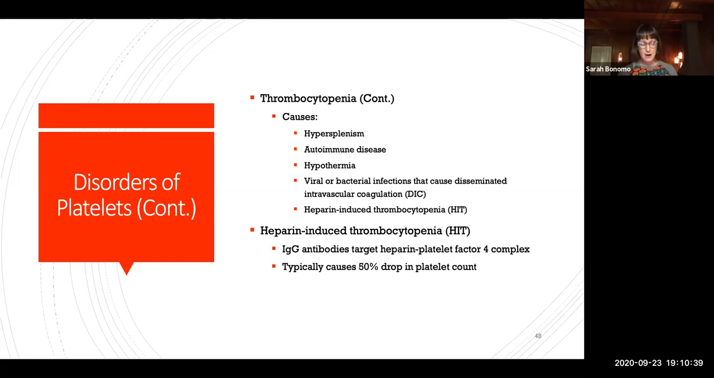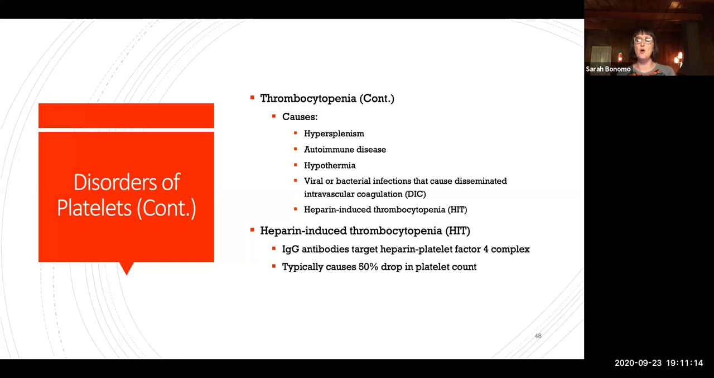So the things that can cause it include hypersplenism. So that's like an overactive spleen. Autoimmune diseases, so your own body can attack its own platelets and destroy them. Hypothermia, interestingly enough, causes the platelets to break down. Viral and bacterial infections can cause something called DIC, which we're going to talk about briefly, disseminated intravascular coagulation. So we have a problem with the clotting cascade.